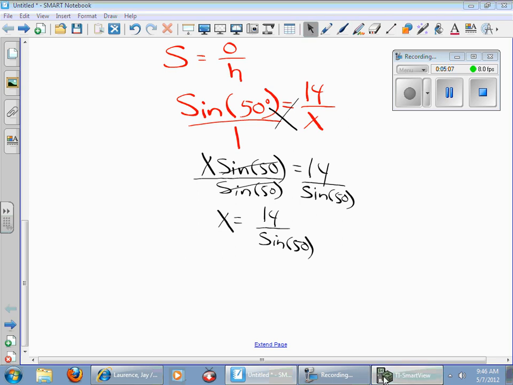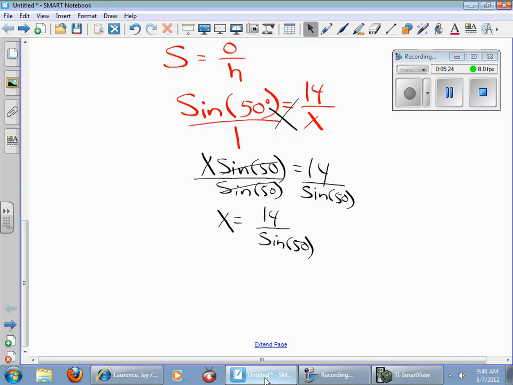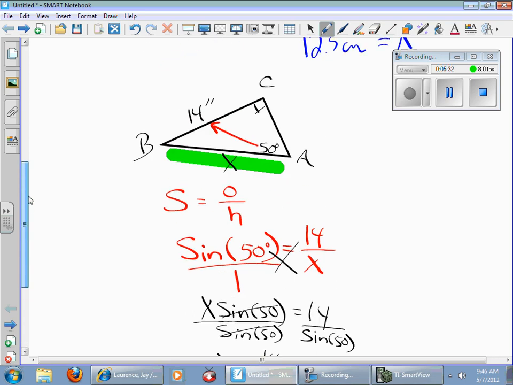And I can go to my calculator and type in 14 divided by the sine of 50 degrees. And there we go. If I'm rounding to the nearest tenth like it is on the homework, I'll have 18.3 inches. So x will equal 18.3 inches. That's it. It's a piece of cake.